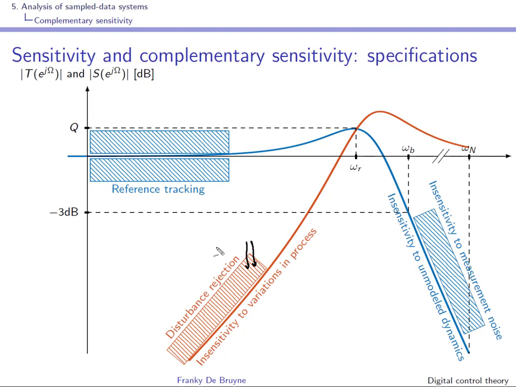We have seen that if we push here to have a better disturbance rejection and insensitivity to variations in the process, because of the waterbed effect, the sensitivity will pop up at other frequencies, and this will lead here to a sensitivity peak. We'll come back to this sensitivity peak. We'll see that it's also related to robustness. So as usual, we have a trade-off situation.